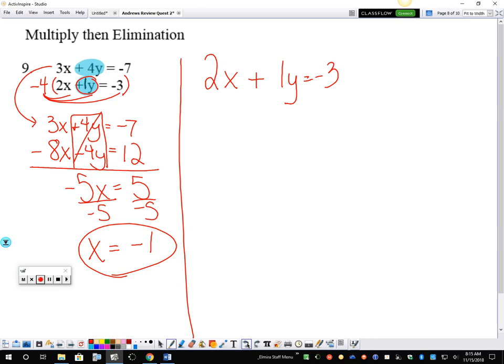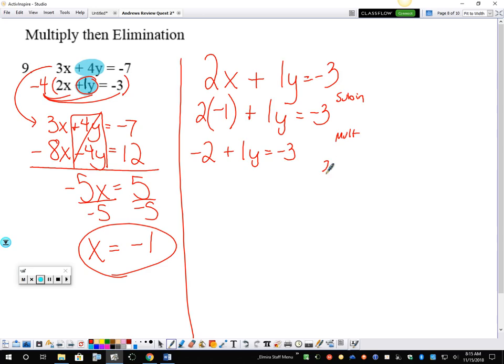Okay, I just found x to be -1. So 2 times -1 plus 1y equals -3. So I did my sub in. Then I will multiply. 2 times -1 is -2 plus 1y equals -3. Then it's your two-step.